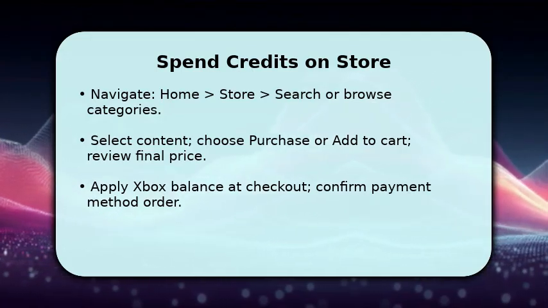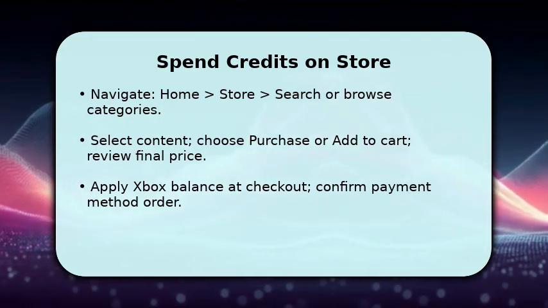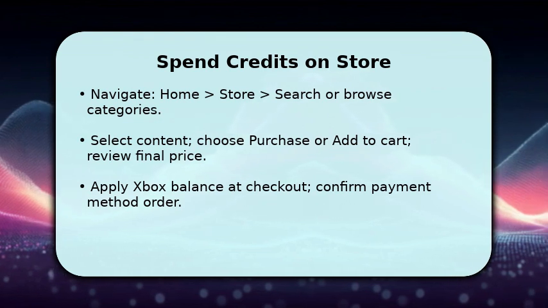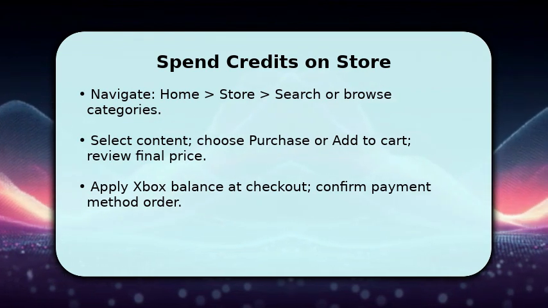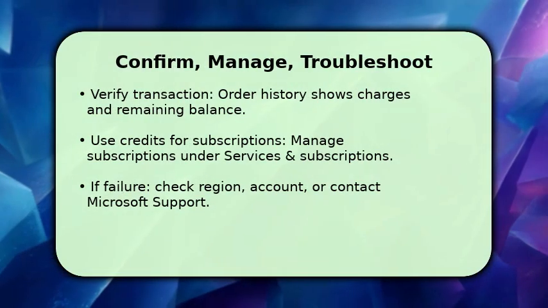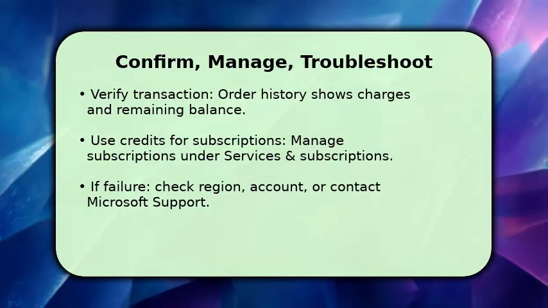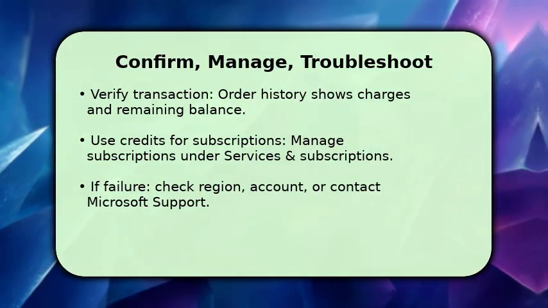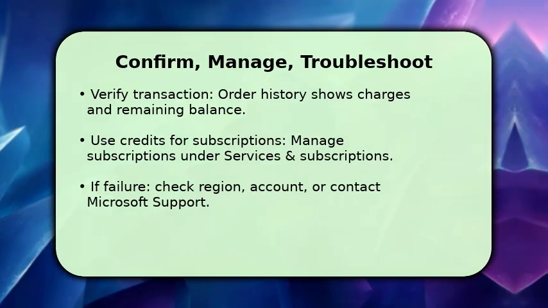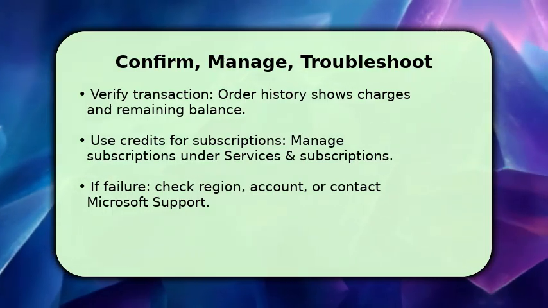Finally, confirm the purchase so the download or subscription activates immediately. You finish by verifying the transaction in order history and checking your remaining balance to ensure correct deduction. Once confirmed, manage recurring purchases like Xbox Game Pass under Services and Subscriptions and set which payment method is primary.